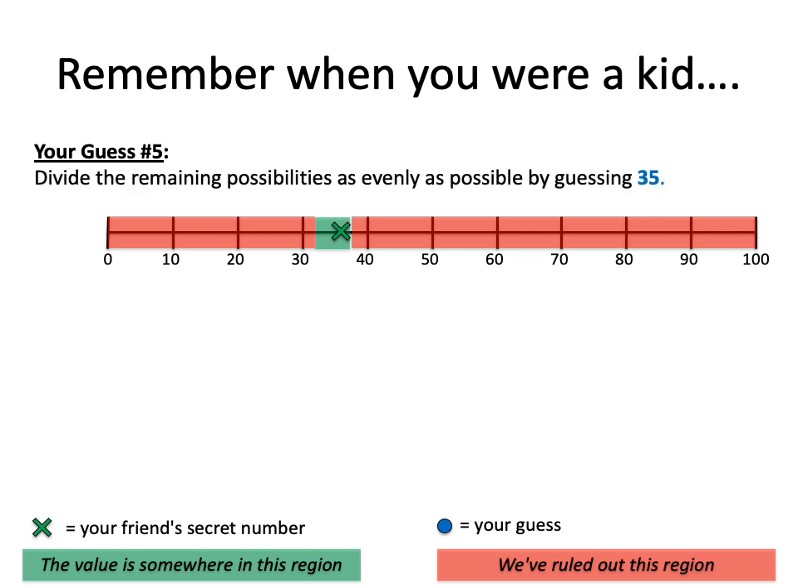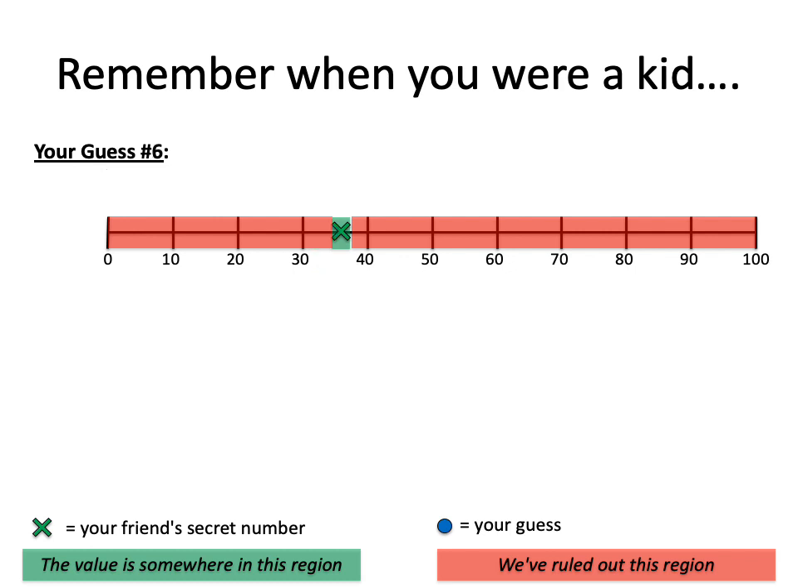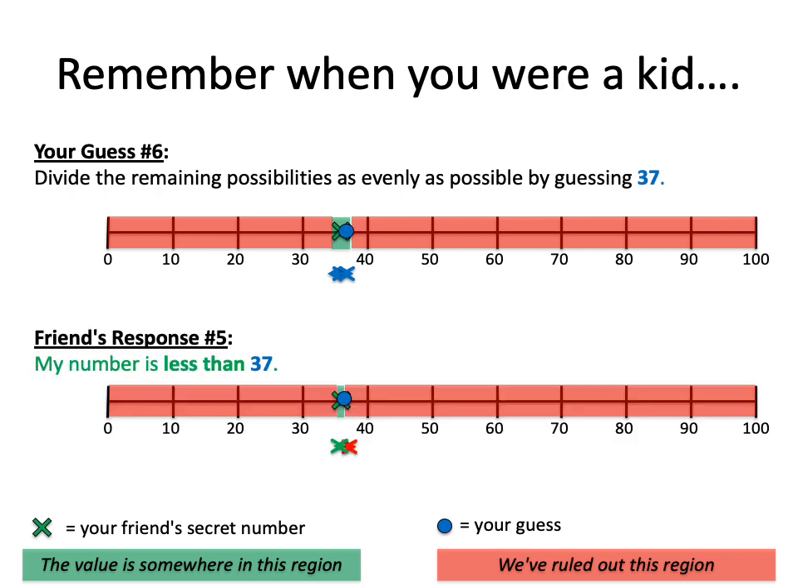So guess number 5, you want to split that region up as evenly as possible, and now PowerPoint can't even draw arrows that small easily. So you guess 35, and I tell you my number is greater than 35. Now it's either 36 or 37. Okay, so do it one more time. Guess number 6, you guess, rounding up, 37, say, and I say it's less than 37. And then you're like, oh, hey, there's only one remaining. It must be 36. So that means on your 7th guess, you'll guess the value 36, and you've won.